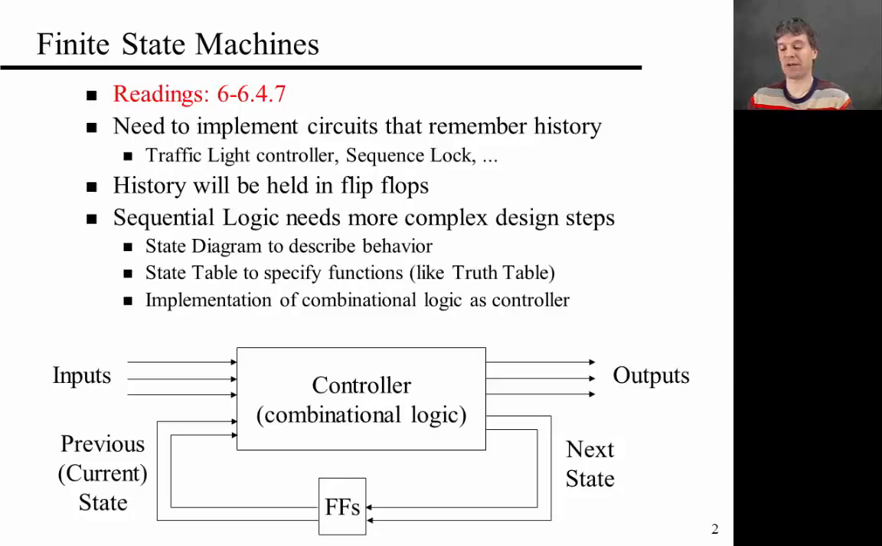Let's get to the main topic of this lecture, which is finite state machines. So what we want to do is implement circuits that remember history, something like a traffic light controller, right? Where the traffic light, to know what to do next, has to know what state it's currently in. So if the traffic light is green now, it will probably become orange later. And so you have to have a way of holding that state, or having information about the history.